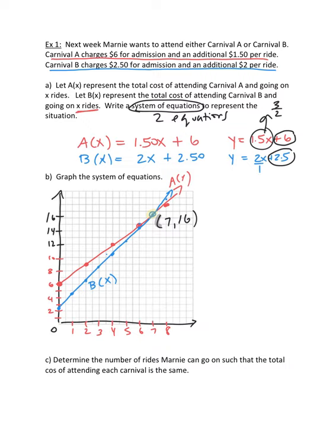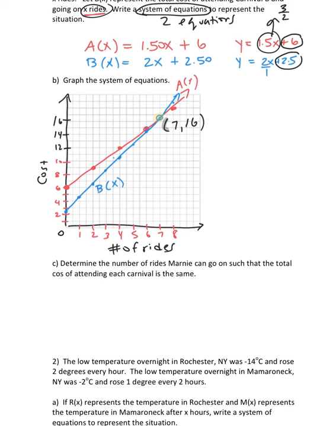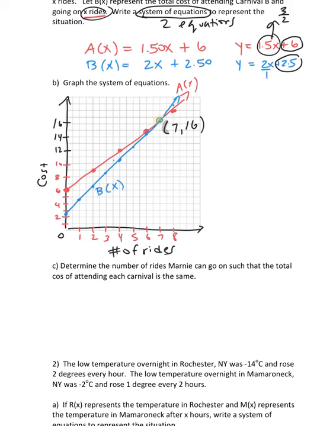Your x-axis said x is the number of rides, and your y-axis represents the total cost. Okay, so this means 7 is the number of rides. That means 7 rides, 16 is the cost, $16, and this is where both carnivals meet, where they're both the same. So for part C, it says determine the number of rides Marnie can go on such that the total cost of attending the carnivals is the same.